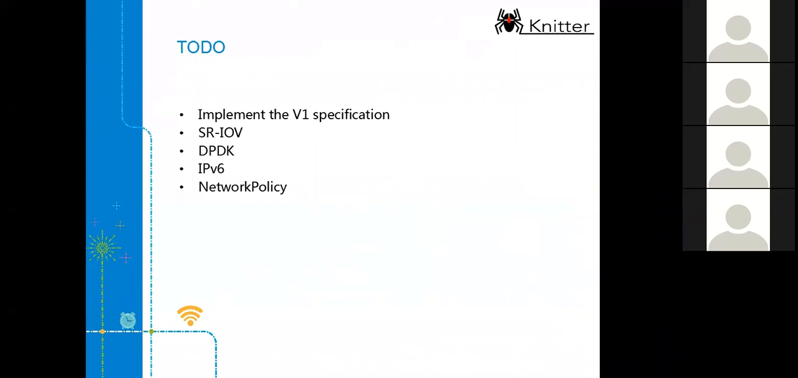And as I introduced at the beginning, Nitor stores network objects and information in its custom objects, and uses its own API server. We also want to support SR-IOV and DPDK, and IPv6, and also network policy in the future.